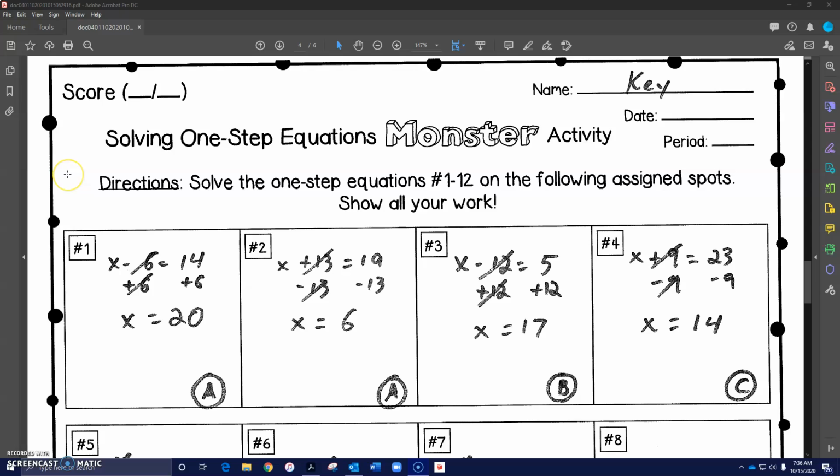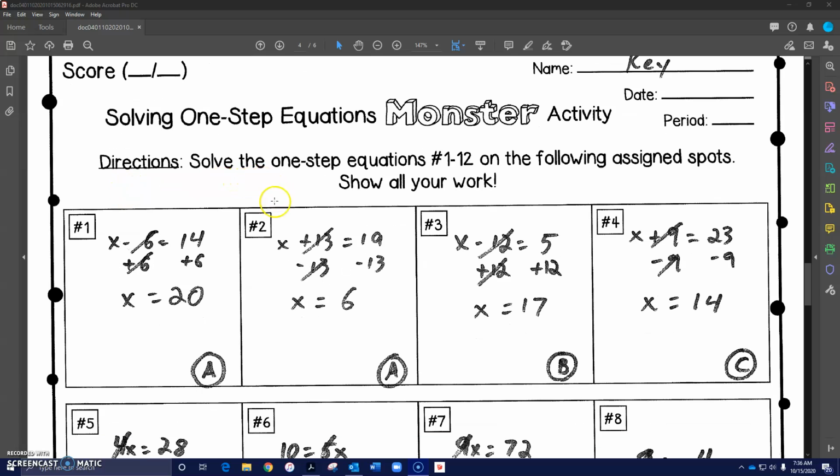So number 1, you had x minus 6 equals 14. You add 6 to both sides and get x equals 20, which was A. For number 2, you had x plus 13 equals 19. The opposite of adding is subtracting. You take 13 away from both sides, you get x equals 6.